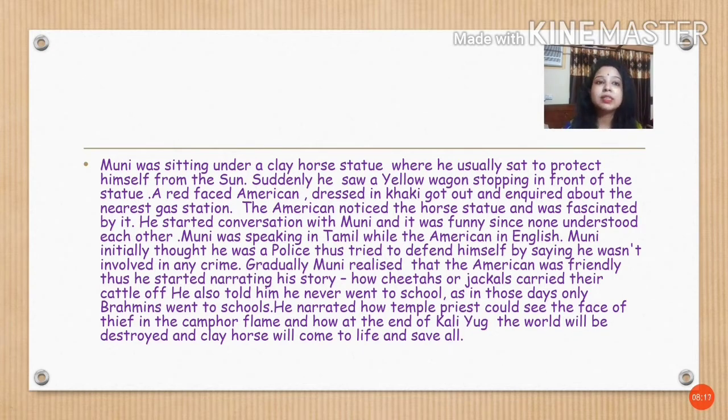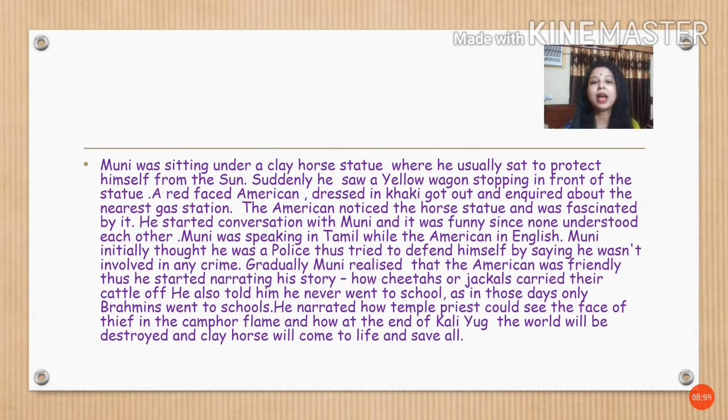The American noticed the horse statue and was fascinated by it. The actual reason why the American stopped was to ask Muni for the nearest gas station. But while doing so, he caught sight of the horse statue, and it fascinated him. Because he was fascinated with the statue under which Muni was sitting, he decided to start talking with this man so that he could get some information and actually buy that statue from him, because he misunderstood Muni to be the owner of the statue.